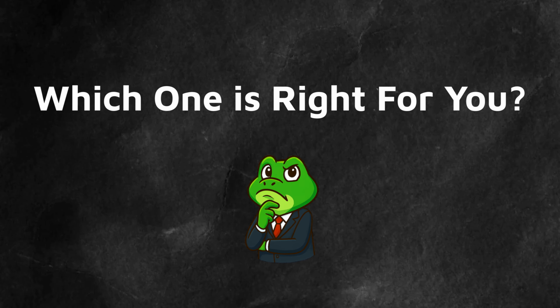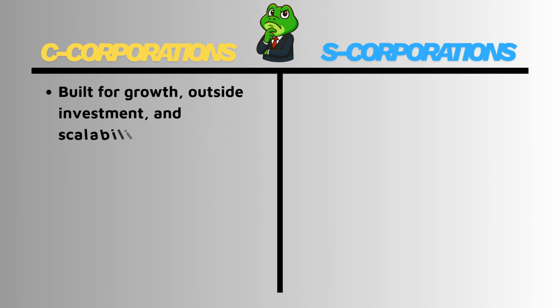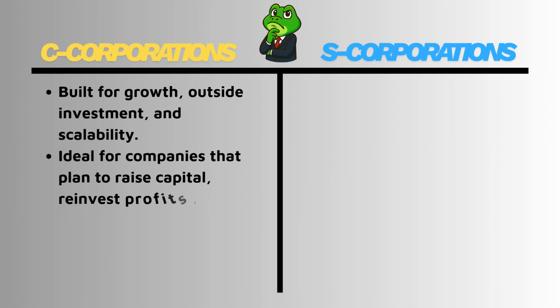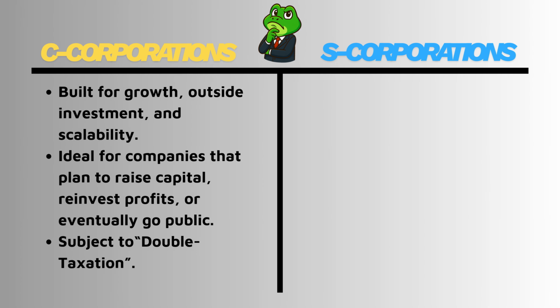So, which one is right for you? C-Corps are built for growth, outside investment, and scalability. They're ideal for companies that plan to raise capital, reinvest profits, or eventually go public. Just remember, C-Corps are subject to double taxation.